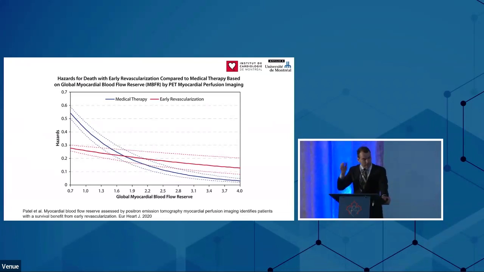Krishna Patel and Tim Bateman published a bunch of papers using PET and the prognostic value, and they reproduced the Hachamovitch graphic, but this time with global myocardial blood flow reserve, an index of function.